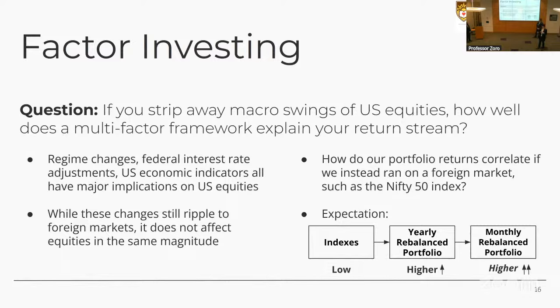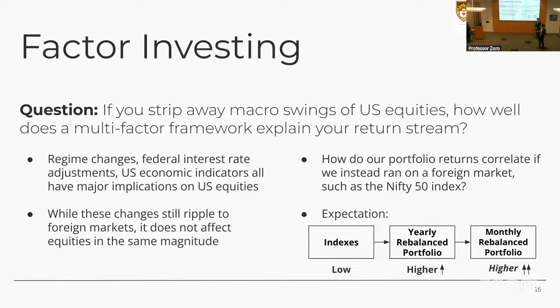Now, why we are doing this is we want to see that if you strip away all the noise, all the idiosyncratic gains of the S&P 500, how well does a multi-factor investing framework really explain your return stream, and how much does it translate into different regimes? So regime changes are a really big thing because in the US, these federal interest rate adjustments, these economic indicators, they're all going to have big implications on US equities.